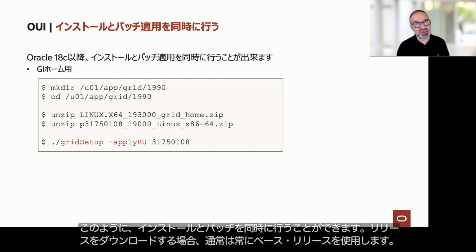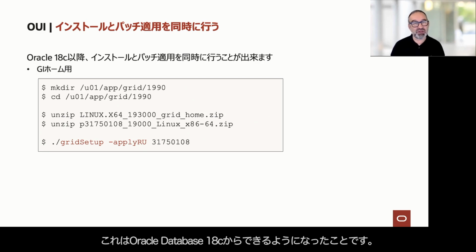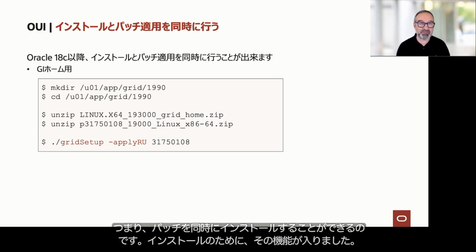So, installation and patching at the same time. When you download a release, it's typically always the base release. So in 19c, it's 19.3.0. But what if you could also install the most recent release update at the same time? This is something you can do since Oracle Database 18c. So you can install and patch at the same time. The installer got a feature for that.